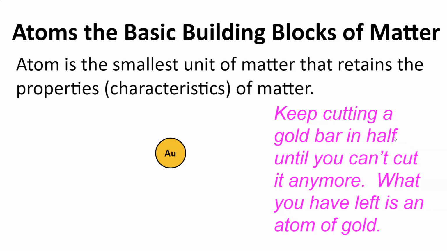But I want to be really clear about this, because actually atoms are made up of even smaller particles called subatomic particles. So technically, if you had a huge amount of energy, you could split that atom into the subatomic particles that the atom is made of. However, if you were to take an atom of gold and split it into its subatomic particles, it will no longer be considered gold. Okay, it's no longer gold. So the key thing is that an atom is the smallest unit of matter that retains the properties or the characteristics of that matter.